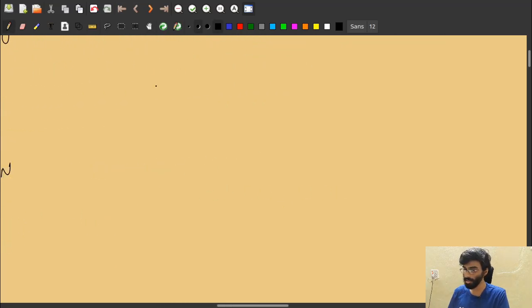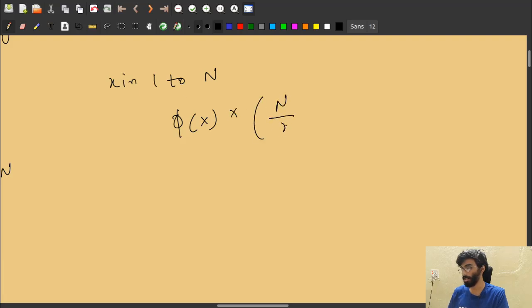So the final conclusion is we have to iterate our x from 1 to n, find the phi of that x, and multiply it with n by x, multiplied by n by x, and this will be our count of pairs which are forming when a is greater than or equal to b. So let's denote this quantity as s, and as I have already mentioned, the final answer will be 2 times s minus n square.